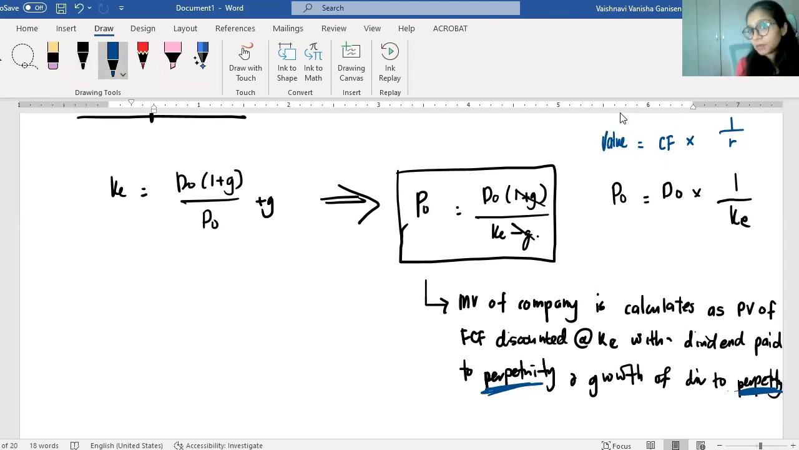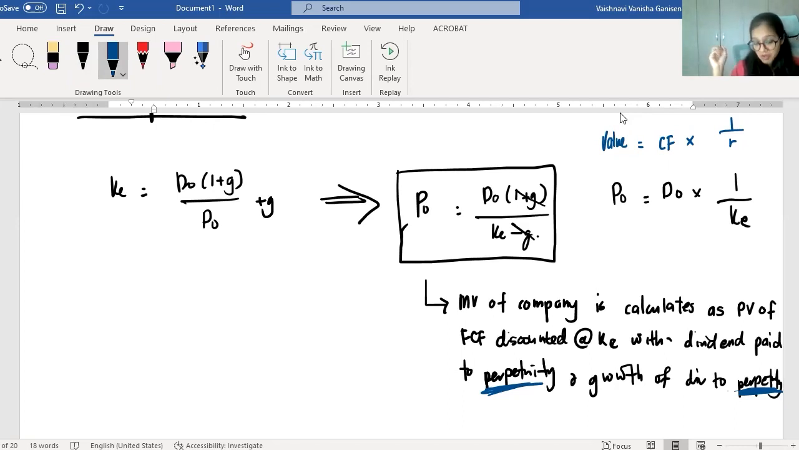So the present value of cash flows that we are talking about, the cash flow is actually the return to your investor, which is the dividend. That is the cash flow for a shareholder if they invest in your company, right? And then you discount it at KE because you are discounting it at the return to the equity holder.